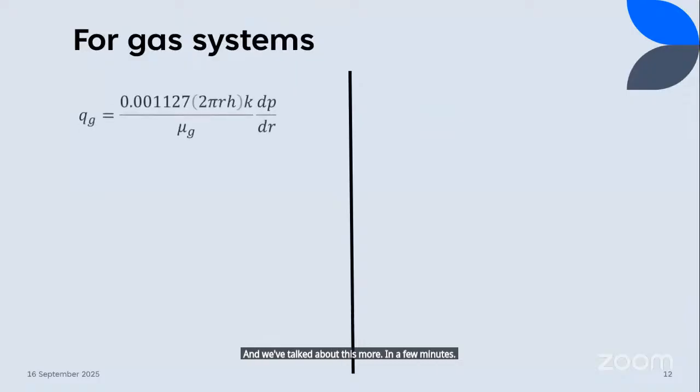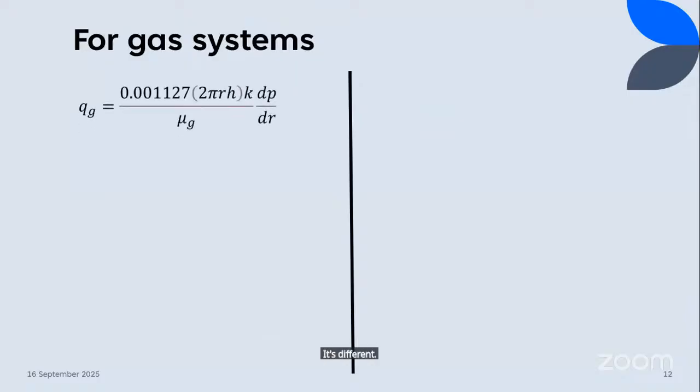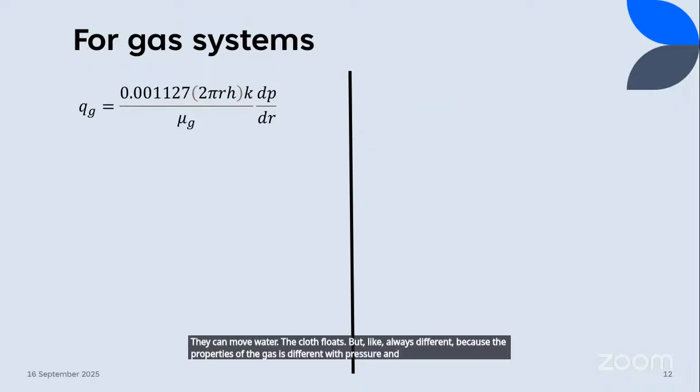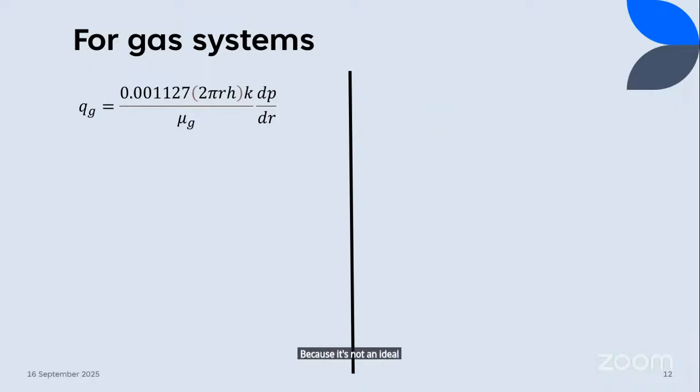But the gas system is different. We can expect gas to behave like oil or water, as they are both fluids, but they are always different because the properties of gas change with pressure and temperature. Because it's not an ideal gas, we have a deviation factor. If you study chemistry, you know that the ideal gas doesn't exist. At high pressure and high temperature, the properties of gas change rapidly and dramatically. You can't take it as an oil system, which we can consider constant.